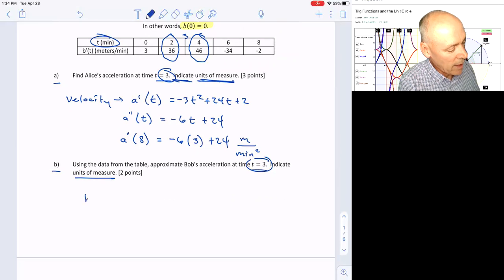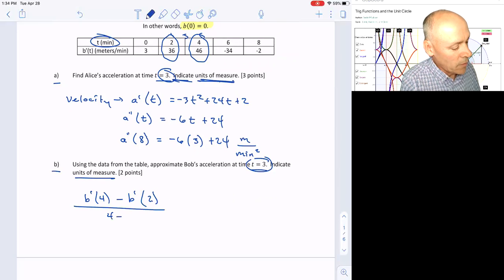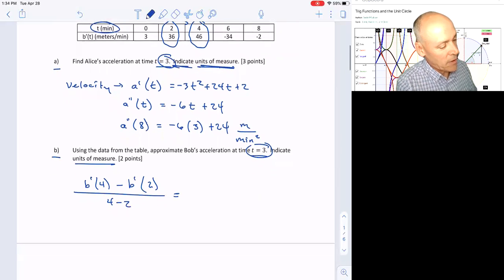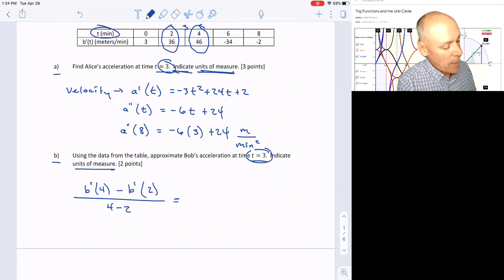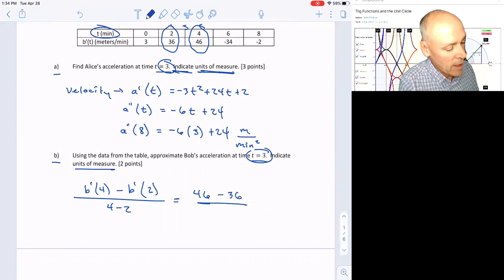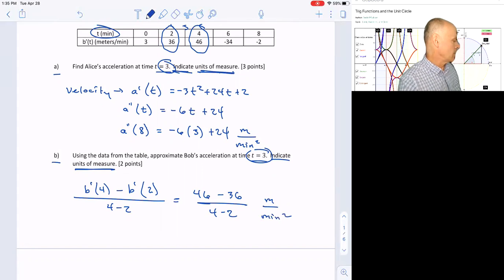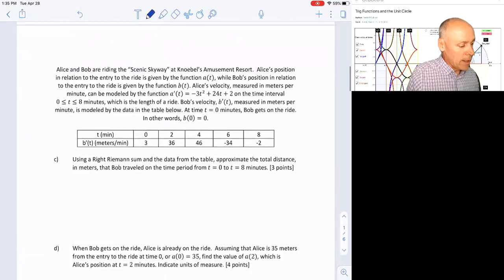So this is really just going to be b prime at 4 minus b prime, again, that's velocity, at 2 over 4 minus 2. Can't leave it like that. So I have the function notation, got to take care of that. So b prime at 4 is 46 minus b prime at 2 is 36 over 4 minus 2. That's a numeric answer. And I also want to indicate units of measure. Well, again, that's still going to be in meters per minute squared. Okay. All right. Onward and upward.